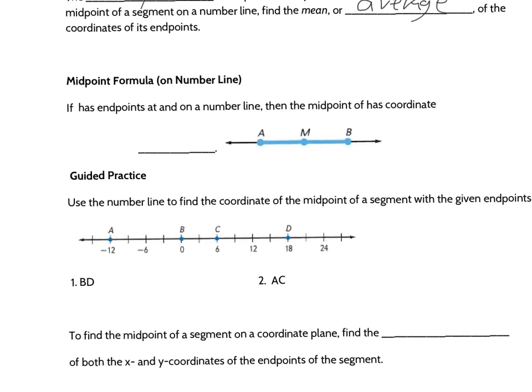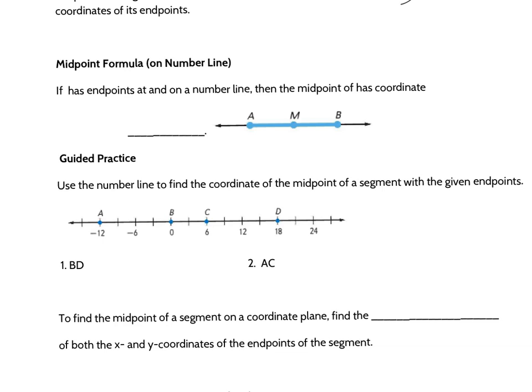In general, folks, with regard to the number line, the midpoint formula can be written as x1 plus x2 divided by 2. That is to say, the x value of the first point plus the x value of the second point, divided by 2 to get the middle value. So let's take a look at this in practice.